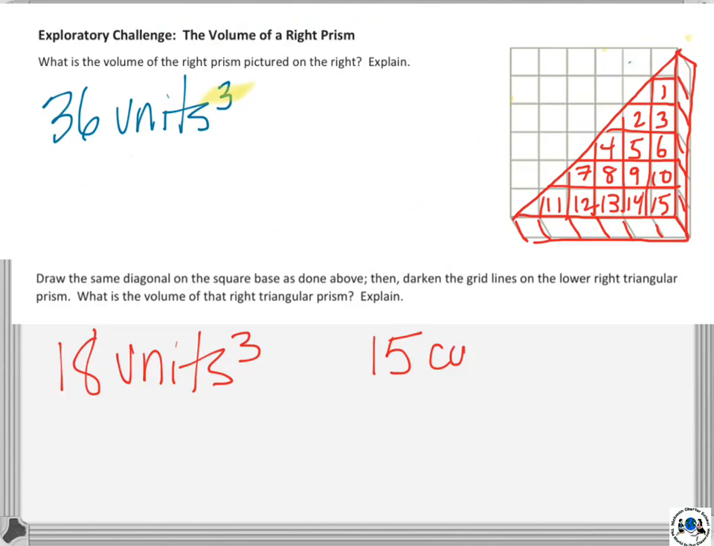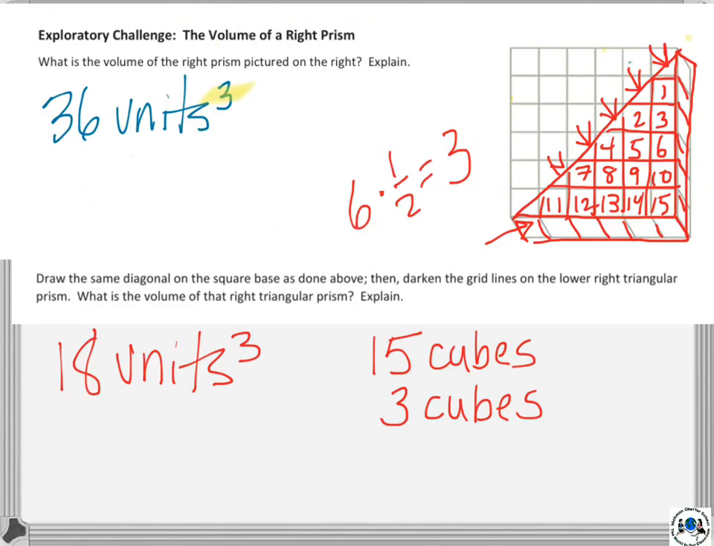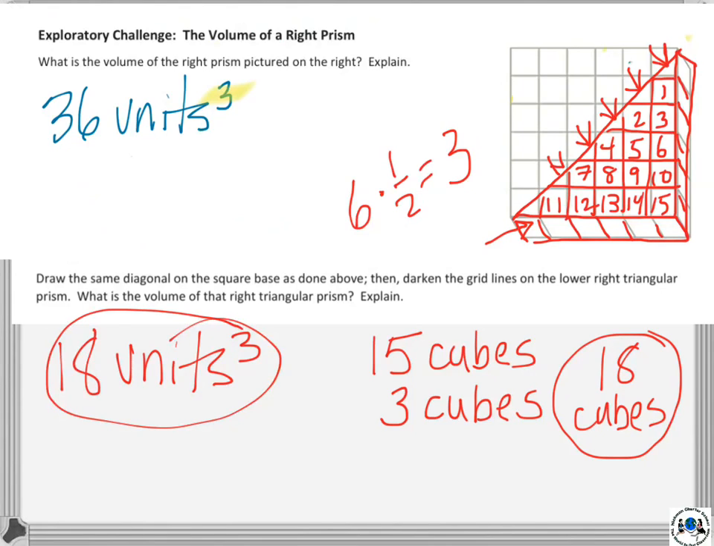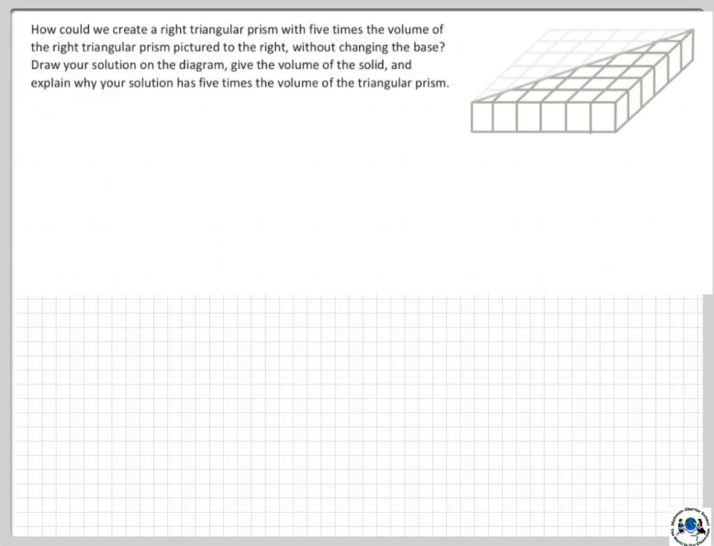So first, like we did before, we count our whole cubes. We have 15 whole cubes, and we have 6 half cubes, which is equal to 3 whole cubes. Therefore, we have 18 total cubes in that right rectangular prism, which we denote as 18 cubic units.